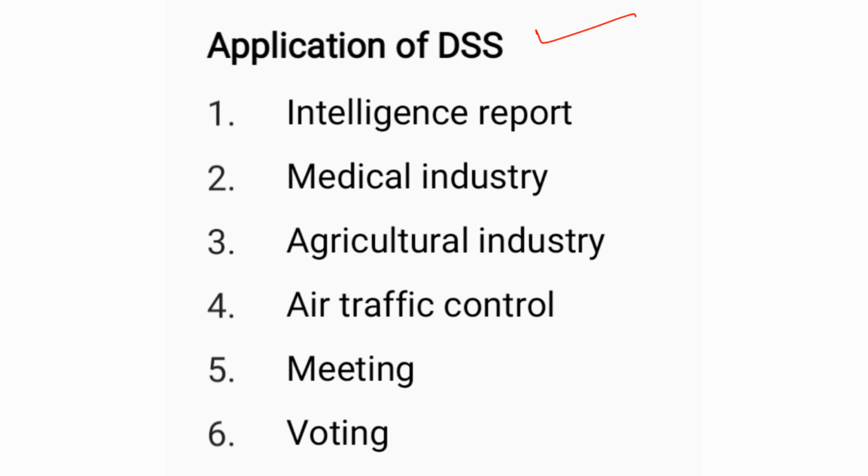Next is application of DSS. The very first one is intelligence report. Decision support systems are computer networks that professionals use to gather and analyze intelligence that informs decisions they make.